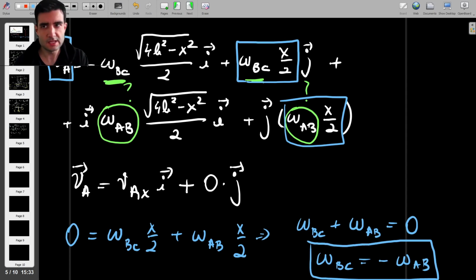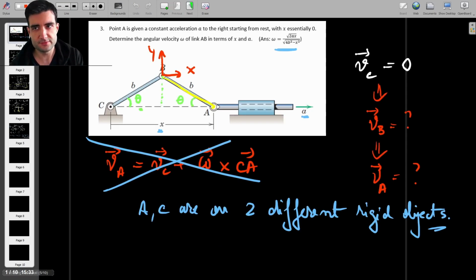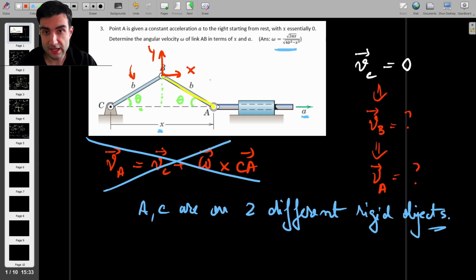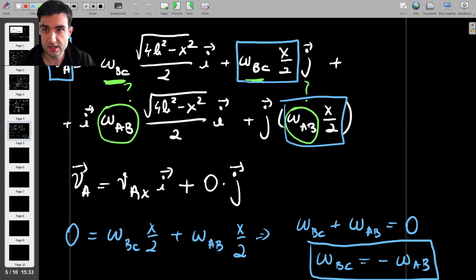So this tells you that the angular velocity of this member has the same magnitude as the angular velocity of AB, but they rotate in opposite directions, which makes sense. So in this case, if the acceleration here is to the right, BC will rotate clockwise and AB will rotate counterclockwise with the same value of angular velocity. So that's one unknown out of the way, but now we also have to figure out how do we actually find this.